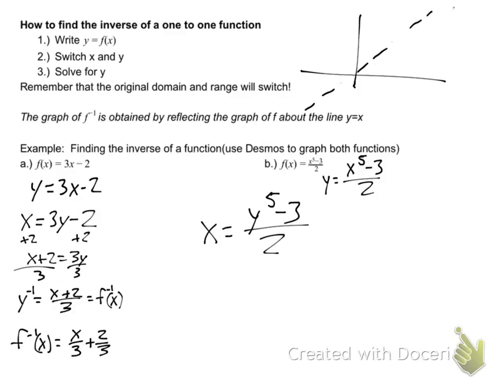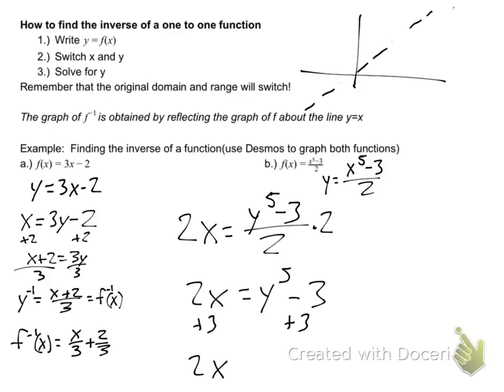Then multiply both sides by 2. 2x equals y to the 5th minus 3. Hey, what's so special about this one again? Going to add 3. What's so special about plus 3? What's so special about this y to the 5th, or a 5th power function? What's so special about their range and domain?